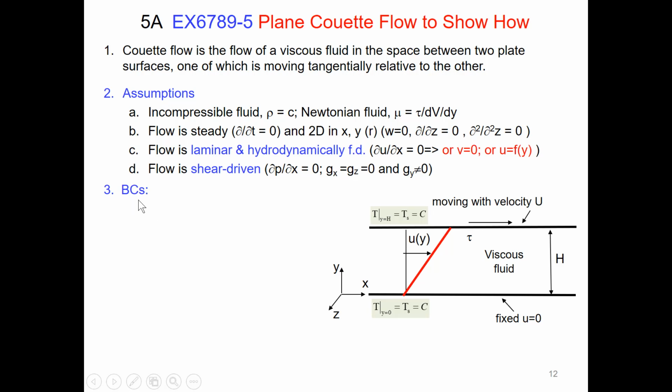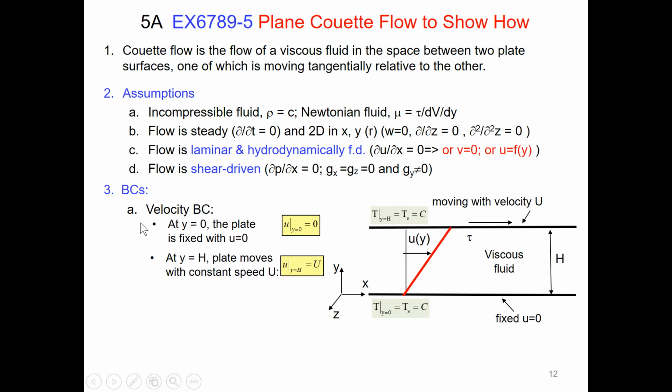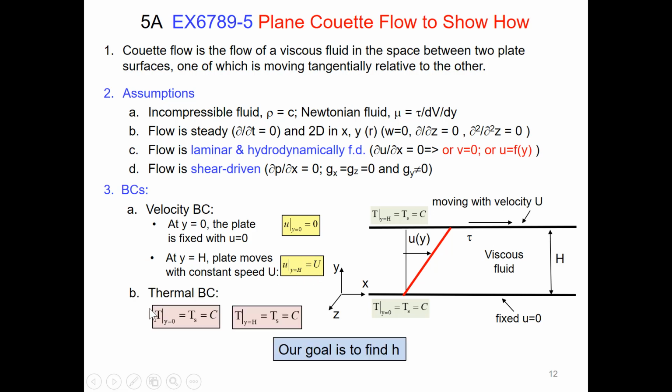3. The boundary conditions. First, for the velocity boundary condition, at y equals 0, the plate has 0 velocity. At y equals h, the plate has a constant velocity u. Second, for the thermal boundary condition, both plates have the same surface temperature Ts. Our goal is to find the heat transfer coefficient h.